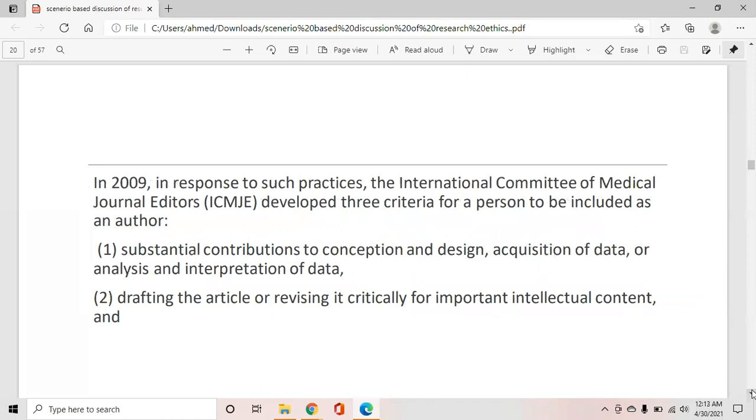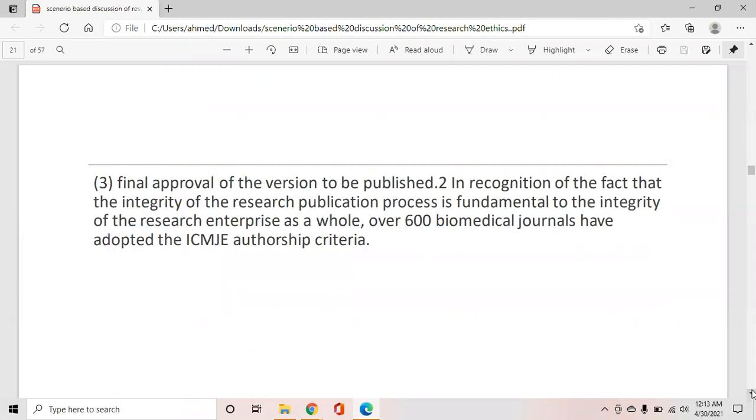In 2009, in response to such practices, the International Committee of Medical Journal Editors developed three criteria for a person to be included as an author. First is substantial contribution to conception and design, acquisition of data, or analysis and interpretation of data. Second is drafting the article or revising it critically for important intellectual content. And third is the final approval of the version to be published.